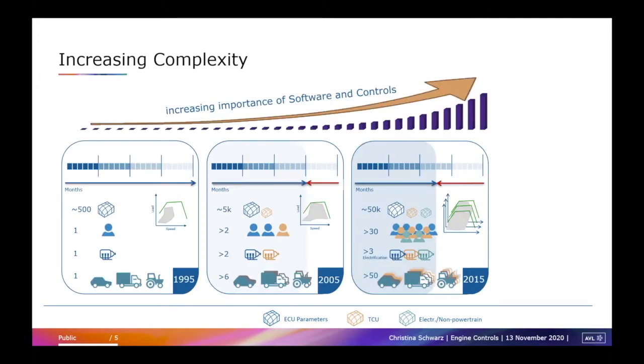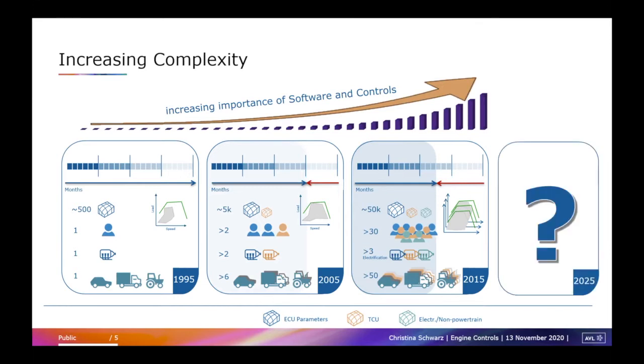This is why in the past 25 years, the software and controls have changed completely and have gained huge prominence. The complexity of the functions in engine control units has increased immensely, while on the other hand, the vehicle development time has decreased. Also in future, it is not expected for the software complexity to decrease, especially if we consider changes in the user behavior and steady advances towards the market adoption of autonomous driving or connected vehicles.